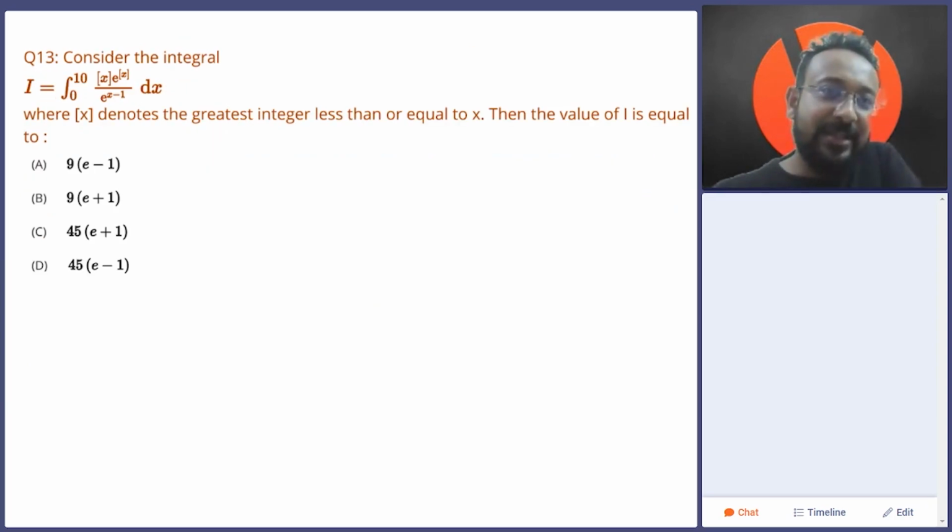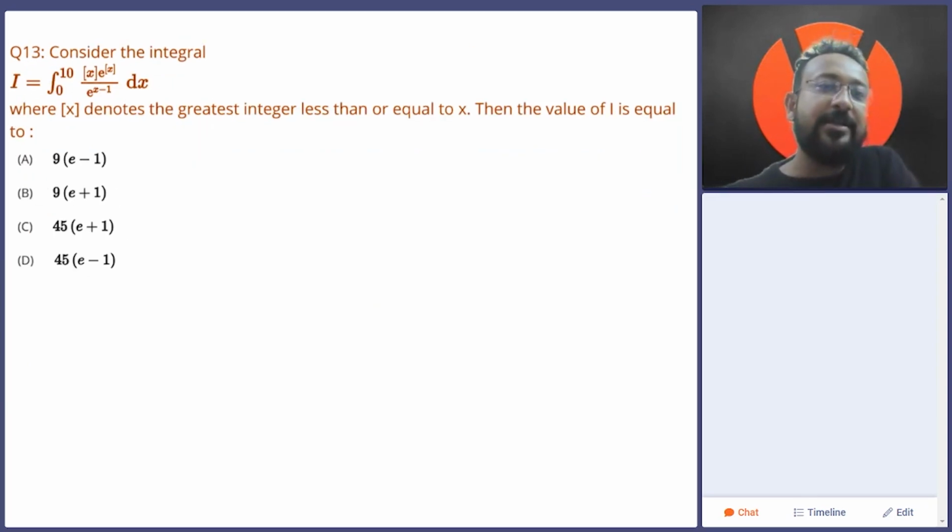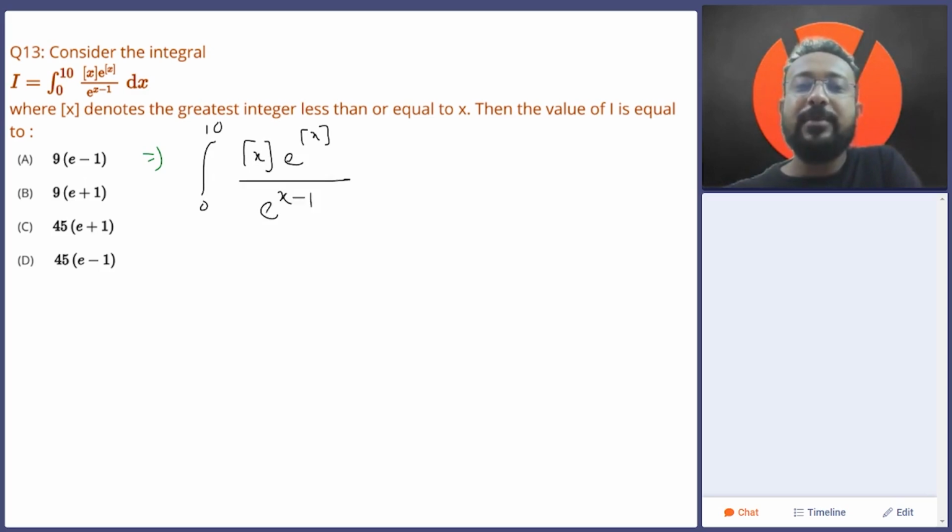Next question, beta, definite integral. Okay, let's do. Sir, next question says what? Next question says 0 to 10 we are taking. Okay, beta? Yes. And box x, that is greatest integer of x, e to the power box x, whole divided by e to the power x minus 1. Clear, everybody? Got it. But the moment you see this, you understand, sir, box x will give different integers between different intervals, correct? It means, sir, maybe I have to break this integral from 0 to 10. Yes, you are right. Absolutely correct.